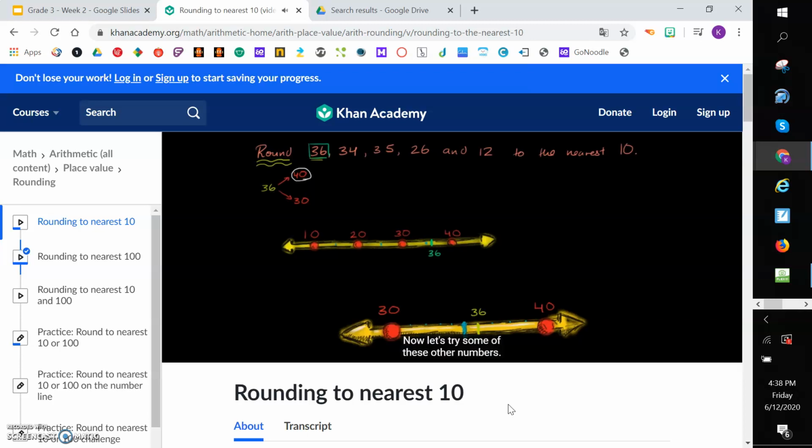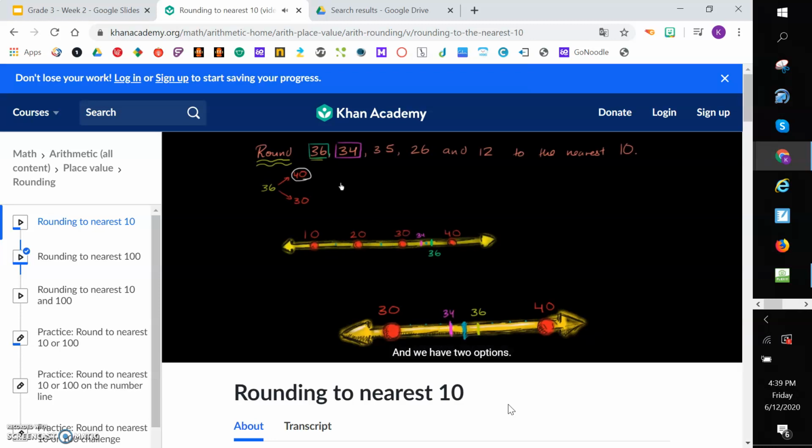Now let's try some of these other numbers. What about 34? And I encourage you to pause the video. Think about what number you would get if you were to try to round it up or round it down, and then which one it is actually closer to. Well, 34 is right over here on this number line. 34 is right over there on this number line where we zoom in. 34 is right over here.